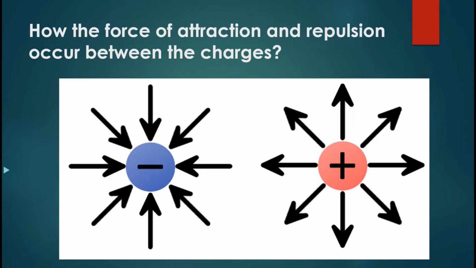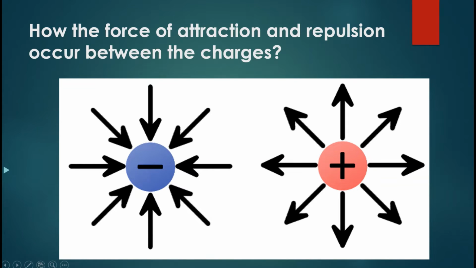Let's see how the force of attraction and repulsion occur between the charges. This happens because of electric field. Some kind of force is present around the charge. If we place any other charge in the field, that charge experiences the force of attraction or repulsion. So the force that is induced because of the magnitude of the unit charge is called the electric field. The electric field is represented by some imaginary lines.